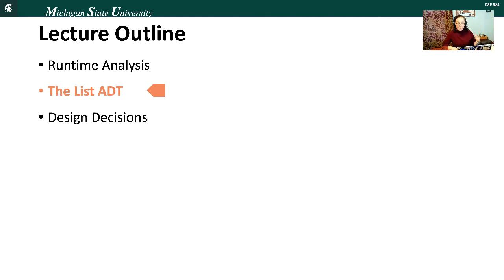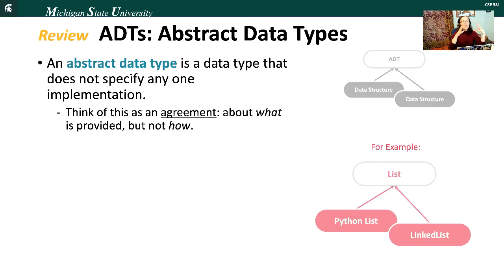Basically, an abstract data type is a data type that does not specify any one implementation. It's about what is provided as opposed to how it's provided. So it will tell you in general what its behavior would be. For example, you can create a list. You can use a Python list to create a list, or a linked list to create a list. But list is going to be an ADT. And Python's list is a built-in container.